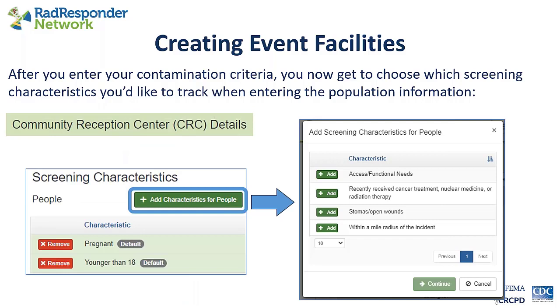You'll see that there is a green add characteristics for people option. And here you can either remove the default ones that were selected, so pregnant and younger than 18, and you can add additional characteristics. So access or functional needs, recently received cancer treatment, nuclear medicine, or radiation therapy, stomas or open wounds within a mile radius of the incident. These are the new characteristics that we have made available with the recent population monitoring enhancements. We do have a potential to expand this list, but as of right now, this is just the list we're working with, so we're definitely looking forward to hearing your feedback and what you all typically track for your CRCs.